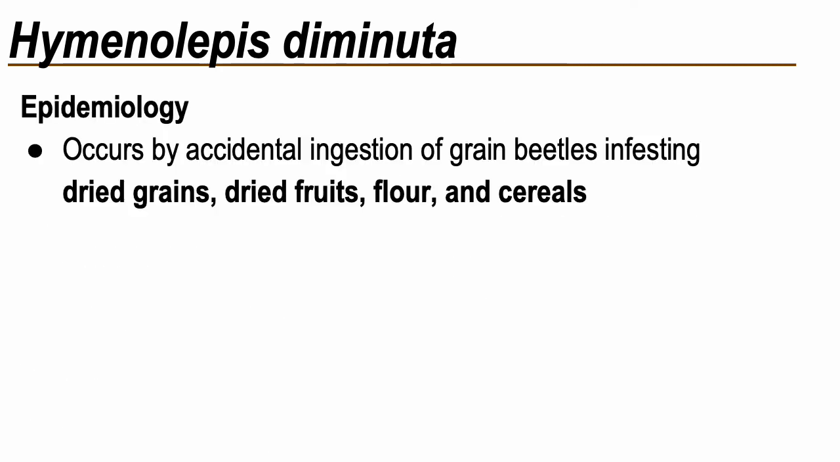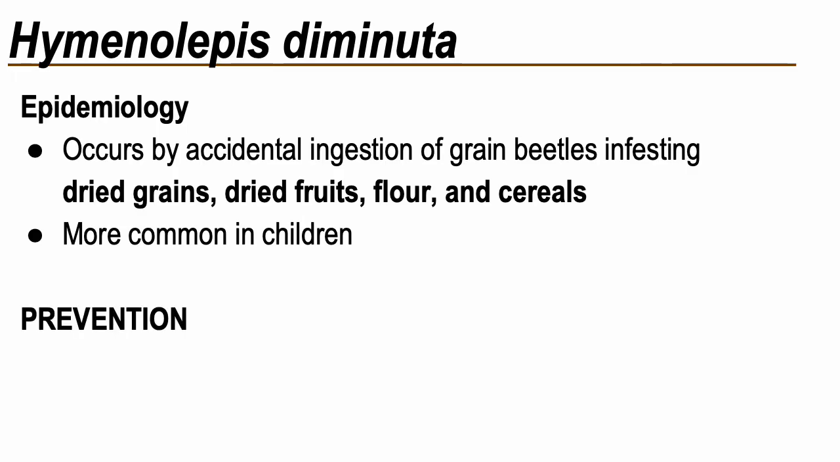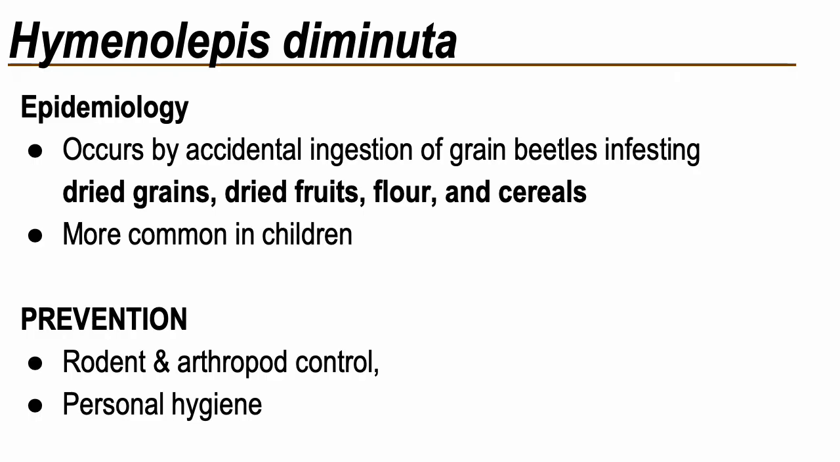For the epidemiology, this occurs usually through the ingestion of grain beetles infesting dried grains, dried fruits, flour, and cereals. So this is more common in children because children are the most common demographic that eat cereals in specific. Prevention is similar to H. nana, so rodent and arthropod control and personal hygiene as well.